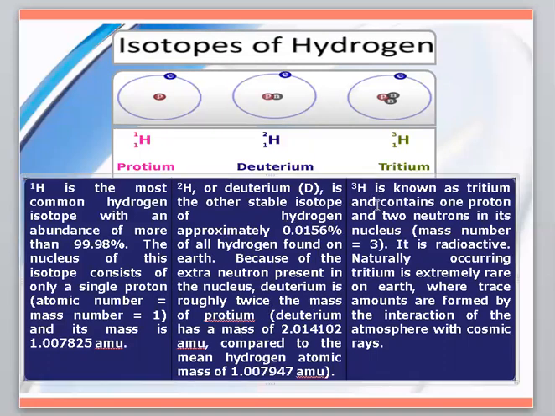Tritium. It is also known as a radioactive isotope. Its mass number is 3 because it consists of 1 proton and 2 neutrons. Naturally occurring tritium is extremely rare on Earth, where trace amounts are found by the interaction of atmospheric cosmic rays.